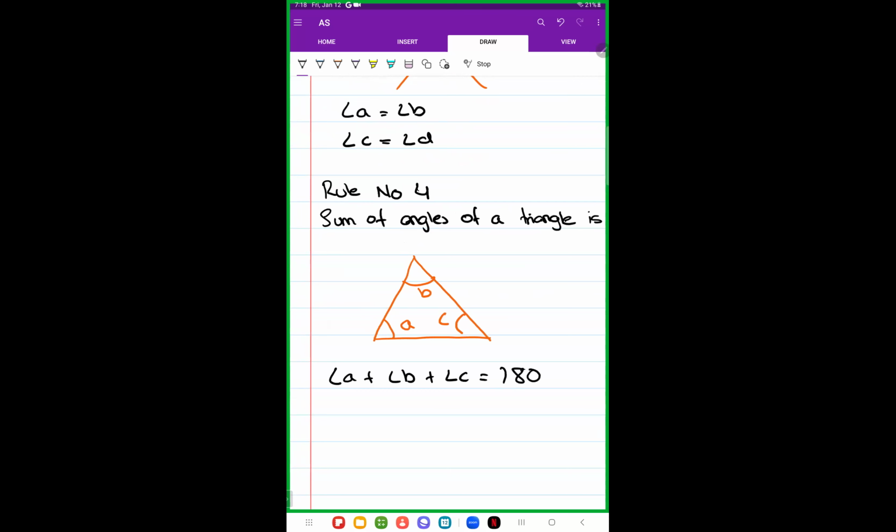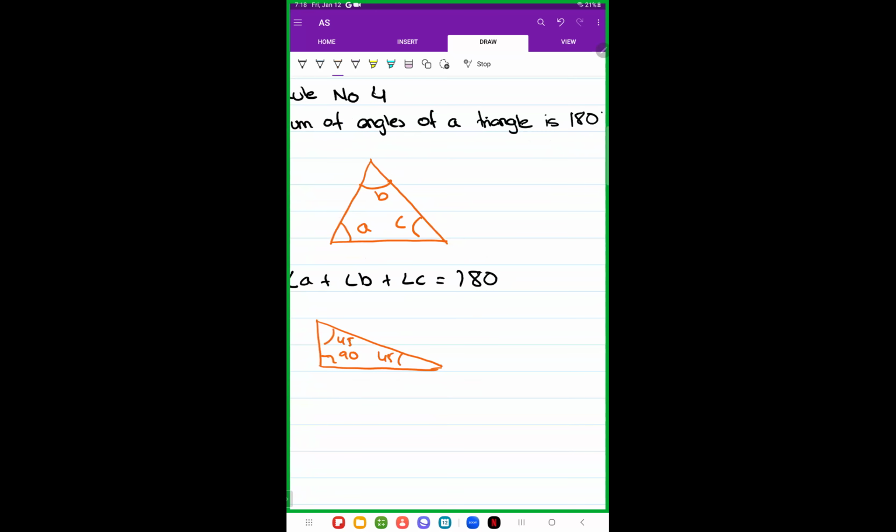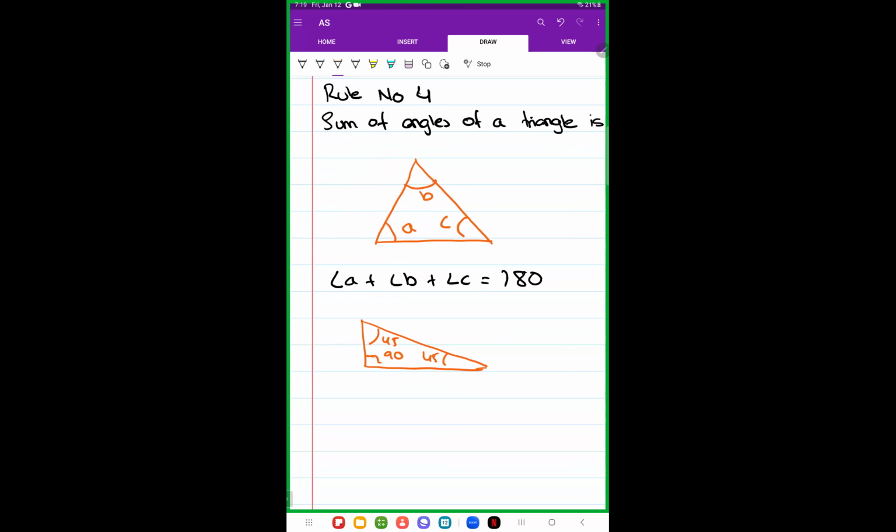This applies to all kinds of triangles, even if it's a 90-degree triangle. If it's 90, this means this will be 45 and this will be 45, so the whole will be 180. It applies to all kinds of triangles.